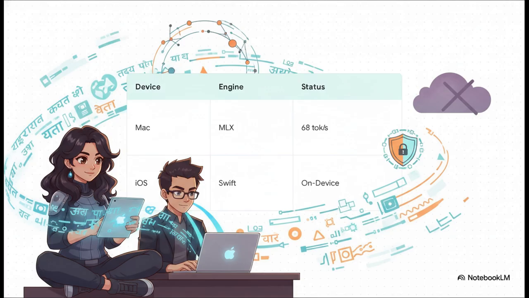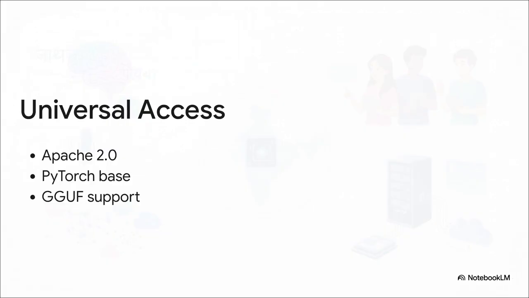We're talking 68 tokens a second without ever pinging a cloud server, without paying a dime in API fees, and with absolute 100% data privacy. That is a game changer. And the best part? They didn't lock this technology behind some expensive paywall. It's completely open weights under an Apache 2.0 license. So whether a developer is running a massive Linux server with high-end GPUs or just tinkering locally on a Windows machine, this model is built to support it.